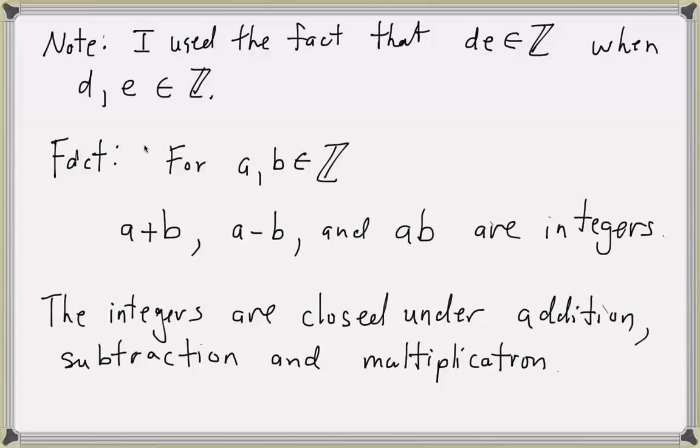So this is kind of a fancy way of saying that whenever you add two integers, the result is still an integer. If you subtract two integers, then the result is still an integer. If you multiply two integers, you still have an integer. And this also works for combinations. If you combine addition, subtraction, and multiplication with all integers, then the result will still be an integer. So this fact will be used in future proofs.